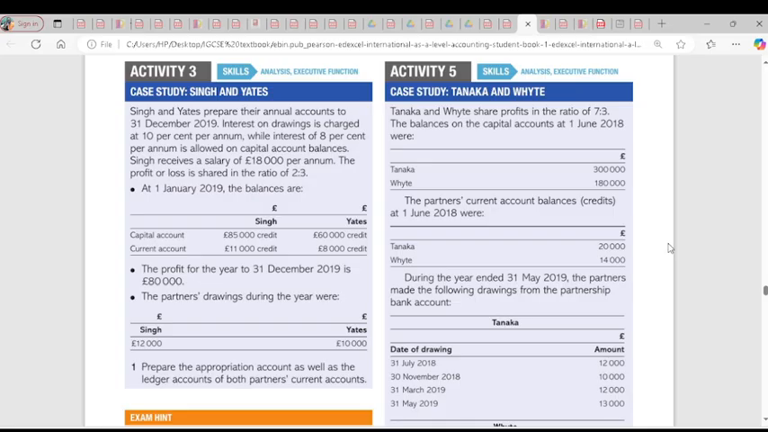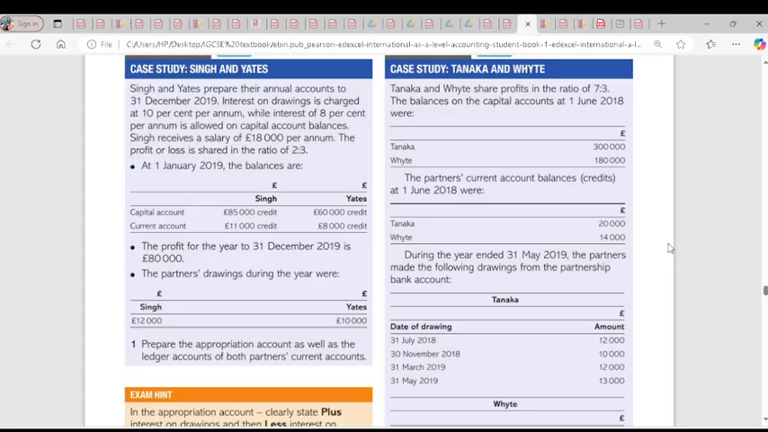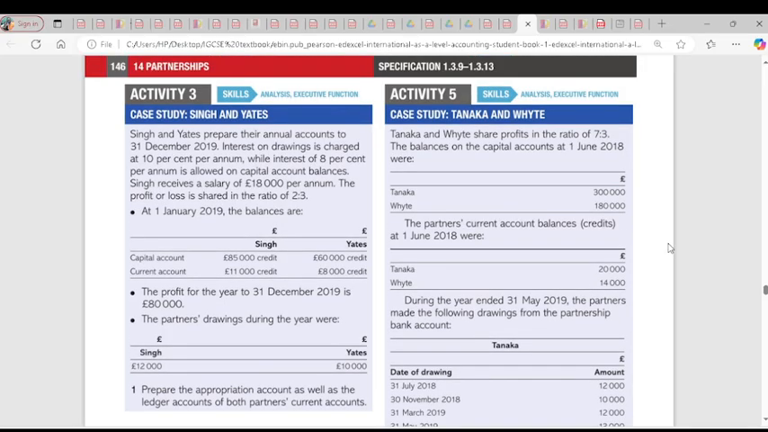The drawings for the current account for White: the total is 17,000. The interest on drawings, we have it on the other account: 1,700 for Tanaka and 700 for White, still on the debit side. The salary paid: White is only due for salary, which is 25,000. On the credit side of our current account, we have our balance brought down: 20,000 for Tanaka, White 14,000.